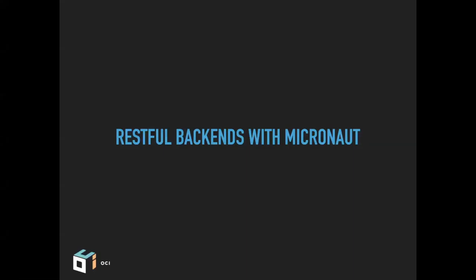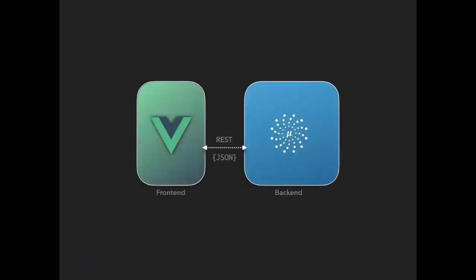Okay, so now let's look at how we build a RESTful backend with Micronaut. Typically, if we're talking about single page applications, we're going to have some front end, maybe in Vue.js or React or Angular, and it's going to be a UI shell that has to be provided with data from some backend server. Typically, that interaction is going to happen via REST. Now, there are other options. There's GraphQL, for example, and WebSockets, but REST is by far the standard, and JSON is, of course, the common medium that we use to actually exchange the data.